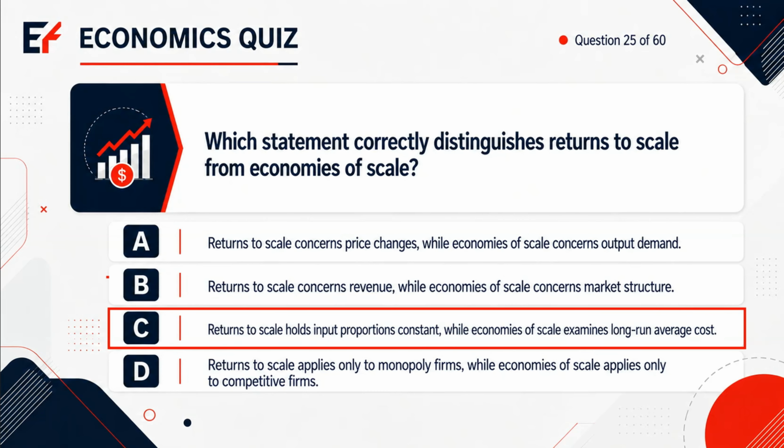Option A is incorrect because neither concept is primarily about price changes or output demand. Option B is incorrect because returns to scale does not measure revenue, and economies of scale does not define market structure. Option D is incorrect because both concepts can apply to firms in different market structures.